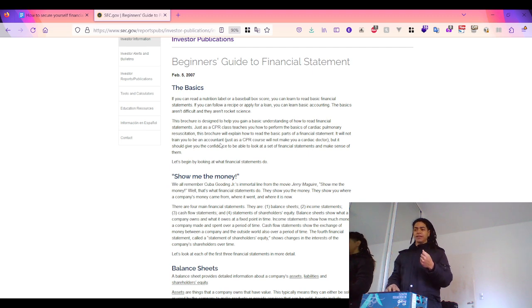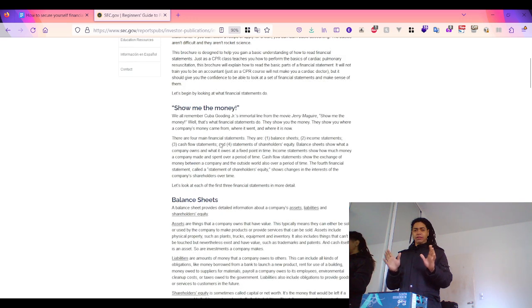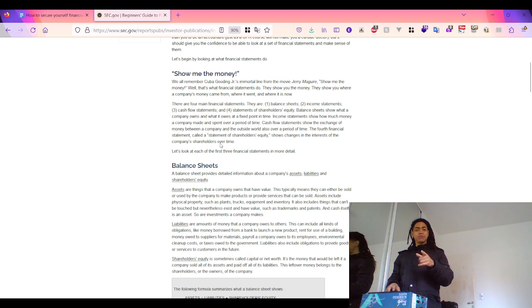So with that, these financial statements show you the money, and there are four types of them. You have the balance sheet, which is a snapshot of the company's assets, liabilities, and shareholders' equity over a period of time, quarterly or annually most of the time. The income statement shows how much money a company made and spent over a period of time. And the bottom line of that statement shows you the net income.